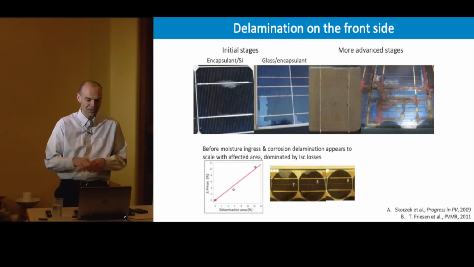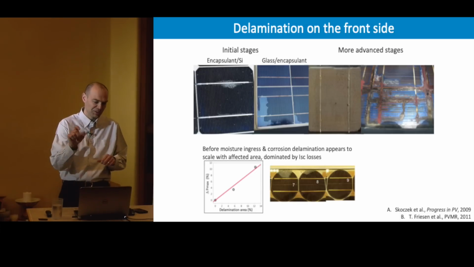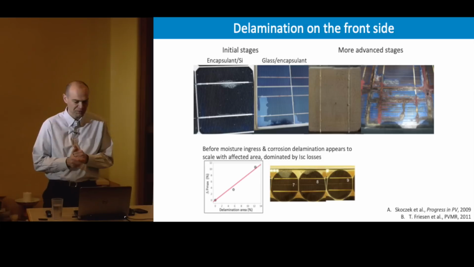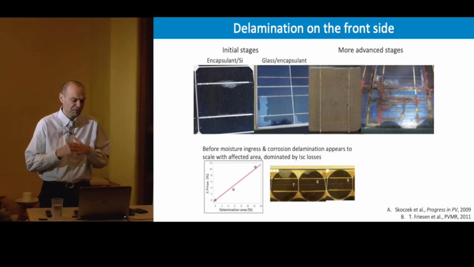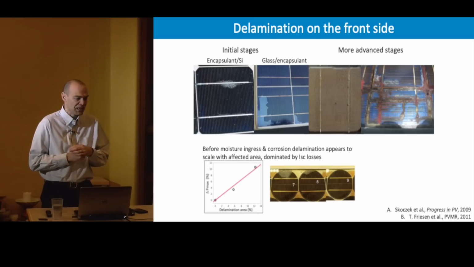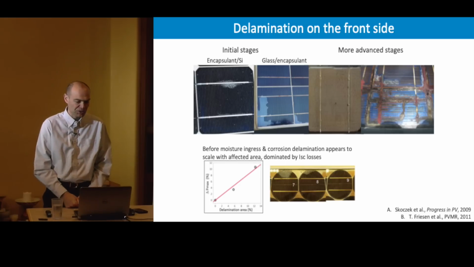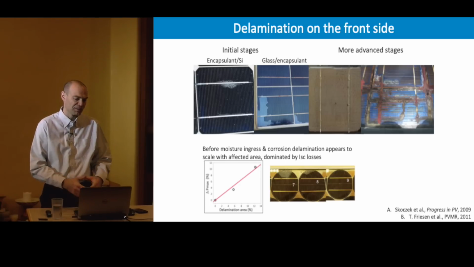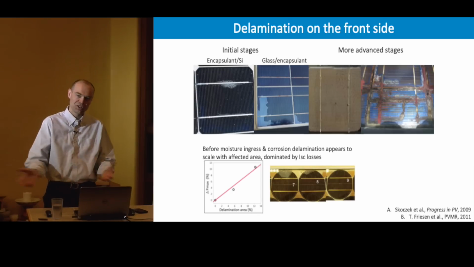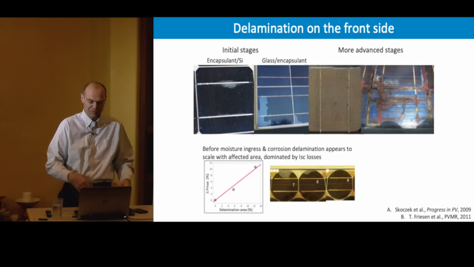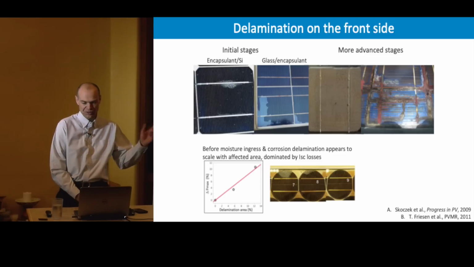Delamination you can see, so sometimes it starts with a little white area along the bus bars of a silicon module. That's typically between the encapsulant and the silicon. You can also have it at the glass, shown in the next picture. Then it can grow over time, where it covers the entire cell. Moisture can ingress and corrode the fingers and the bus bar. That's shown in the picture on the right from a module in Florida.